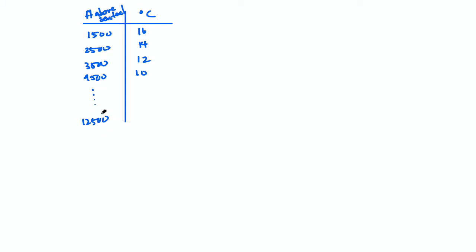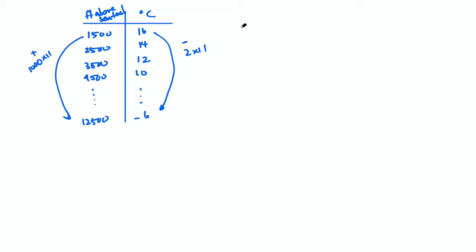12,500 feet. In order to get from 1,500 to 12,500, what we had to do was add 1,000, we're adding 1,000 11 times. So from here to here, I need to add 1,000 11 times. That's the same thing as going from 16, we're going to decrease by 2. So we're going to subtract, this is adding. We're going to decrease 2 11 times. So that will be 16 minus 22, and you'll end up getting minus 6 degrees Celsius.